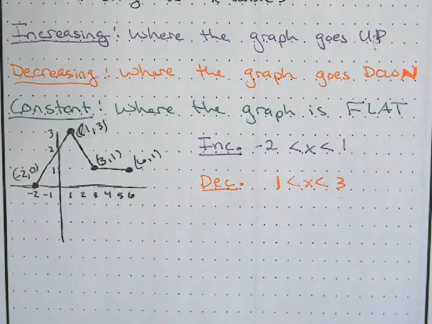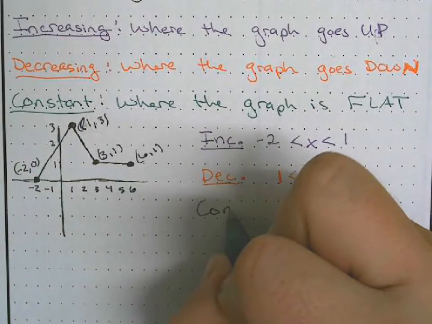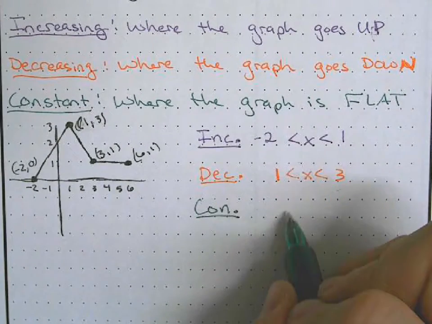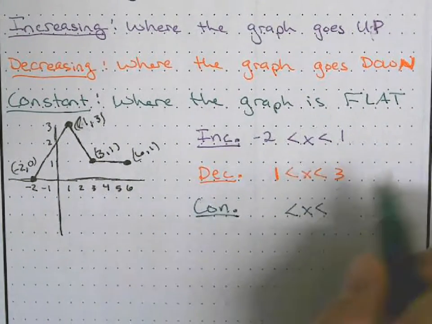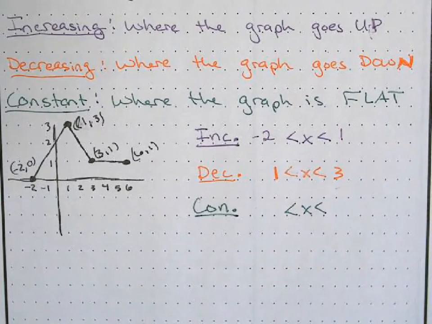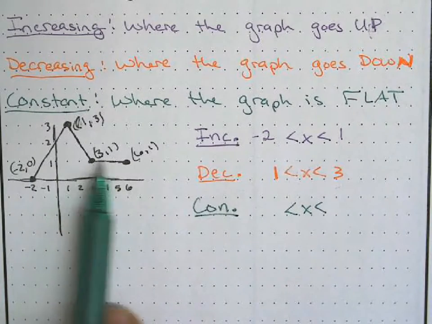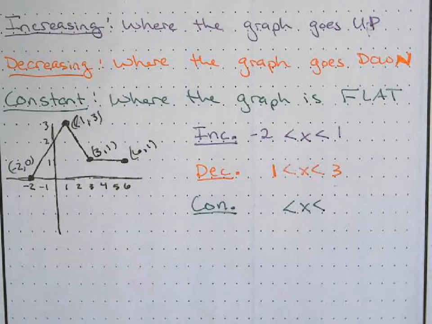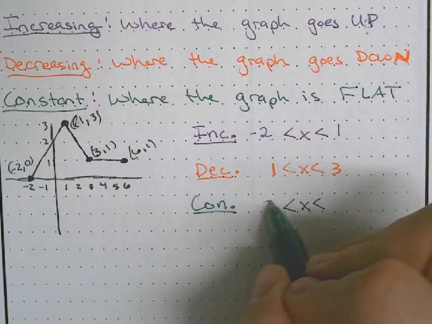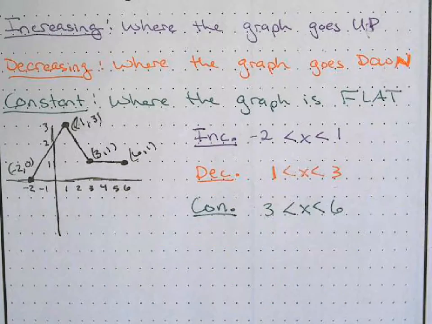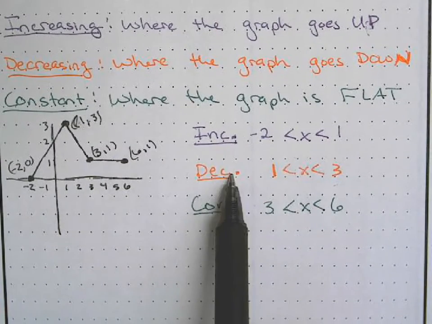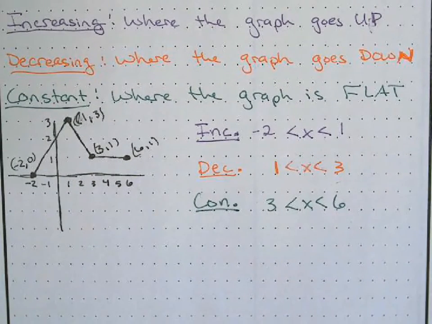And our last one will be constant. And again, we're only looking at our x values. So where is it flat? Tell me the x value where it begins being flat and where it ends being flat. Just looking at my x values. And we get 3 and 6. The next idea, so that's how we can find increasing, decreasing, and our constant part of our graphs.